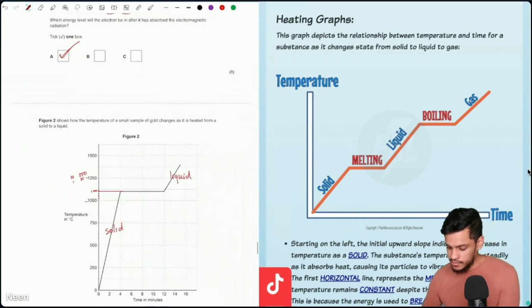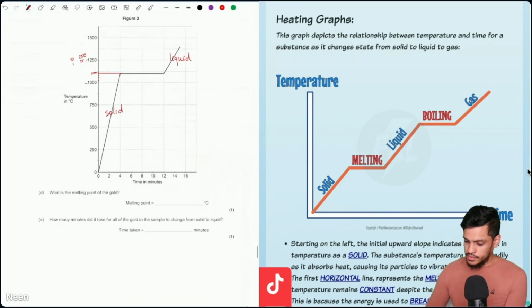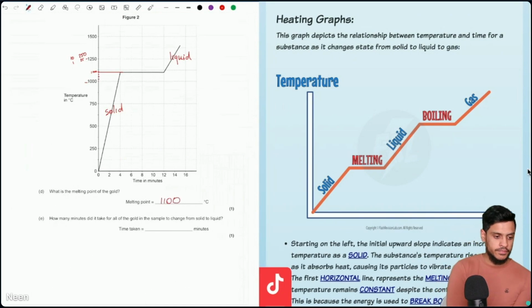Be careful with these reading graphs. They make it really awkward. You've got to look at the scale properly. 1,100 degrees C. Good, a few of you got that.